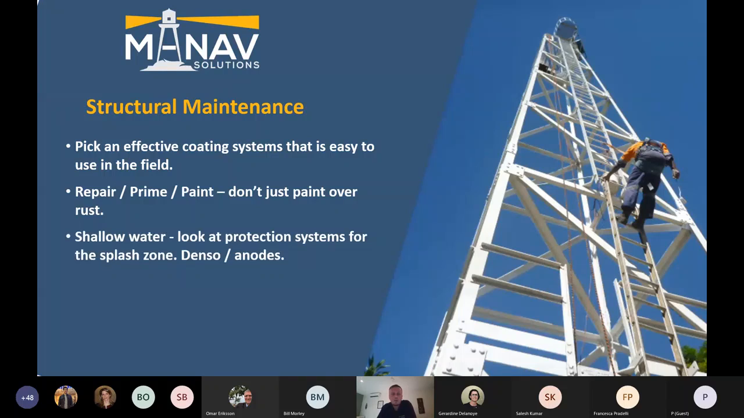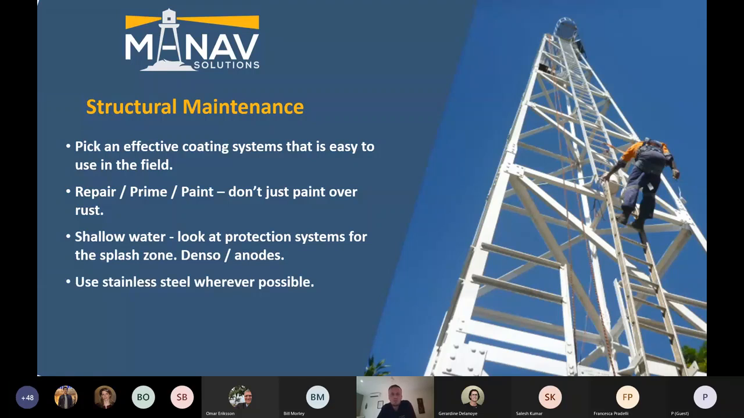Shallow water. If you've got shallow water structures, your biggest risk is around that splash zone, where the steel becomes oxidised. So you should look at protection systems for that splash zone, which can significantly increase the lifespan of a steel structure in water. You can look at Denso, or you can look at anodes or cathodic protection.